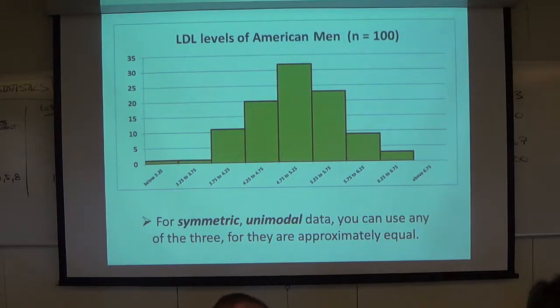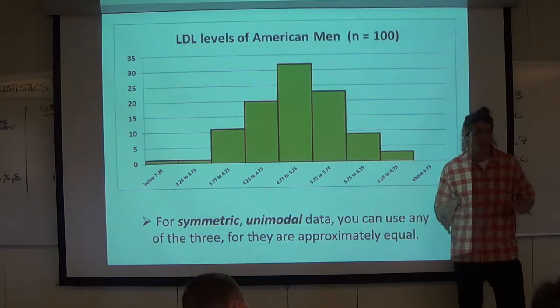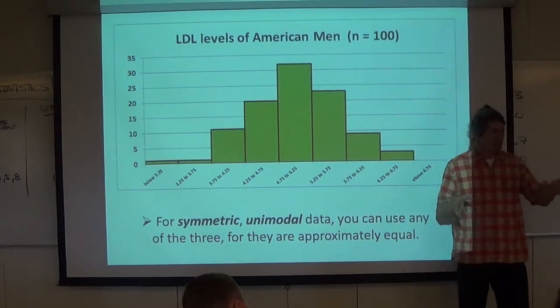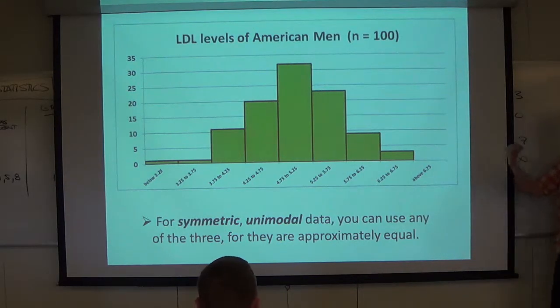So symmetric unimodal, doesn't matter to me. Pick any of them because they're all going to be close to each other anyway. When I say close, I know some of you are feeling kind of skeeved. You're like, you keep saying close. What the hell does close mean? We'll have measures for close soon. I promise you that. So don't just kind of roll with it now. We're going to start measuring closeness starting on Tuesday. I promise that.